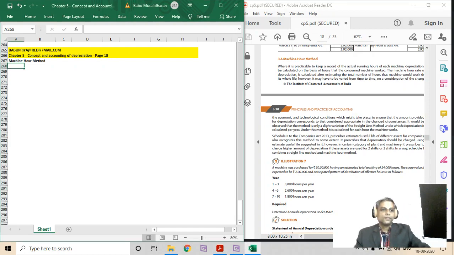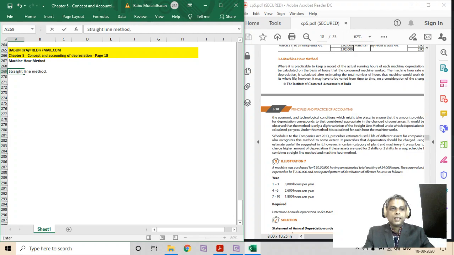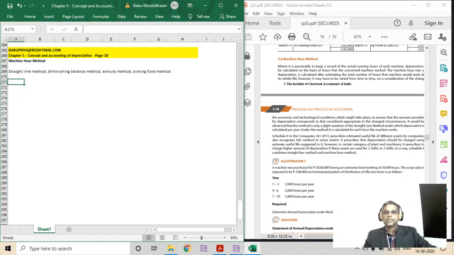In this class on depreciation, we will look into the other methods that are available for calculating depreciation. So far we have seen the straight line method, then the diminishing balance method or return on value method, then the annuity method, then the sinking fund method, right? Now there are other ways of calculating depreciation also. One such method is the machine hour method. It's pretty easy and simple to understand the concept.